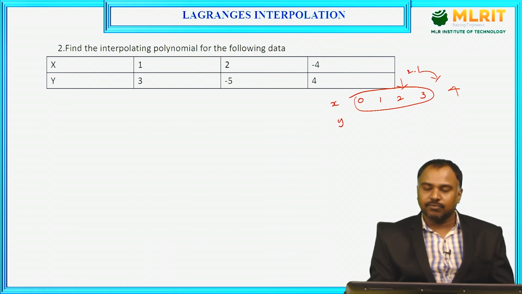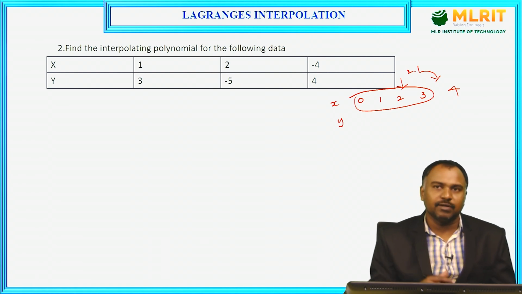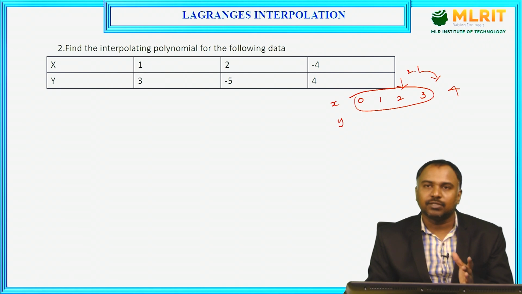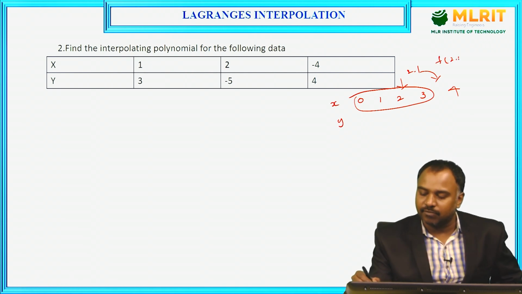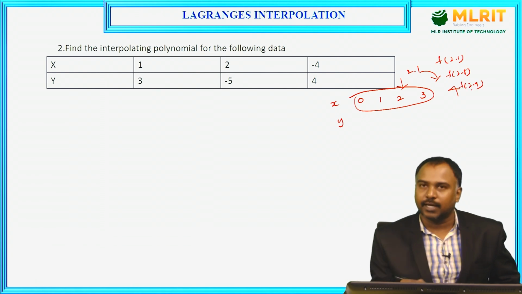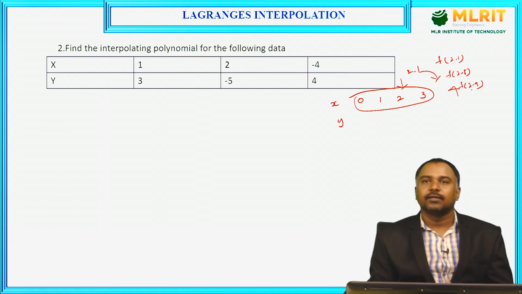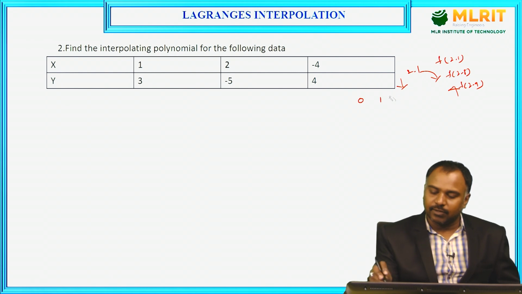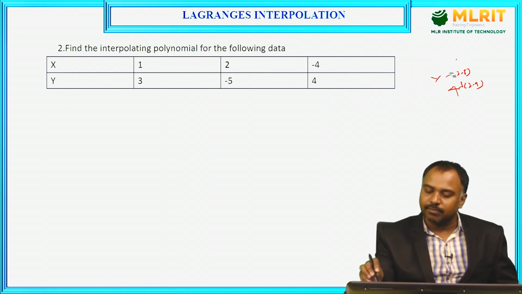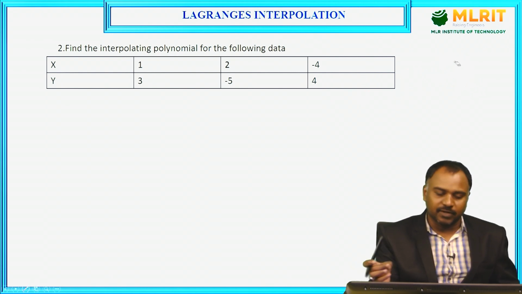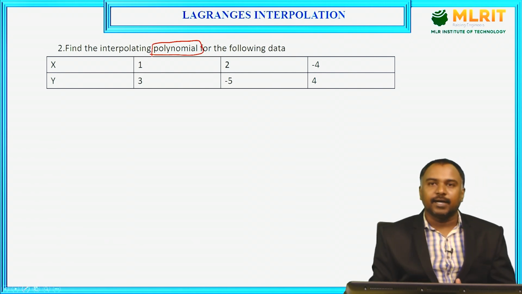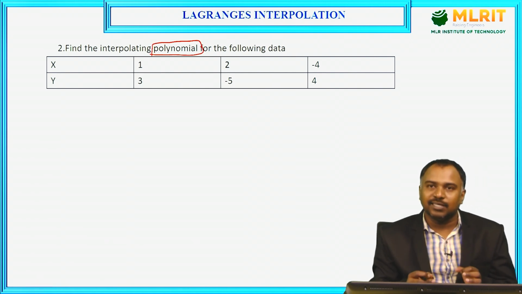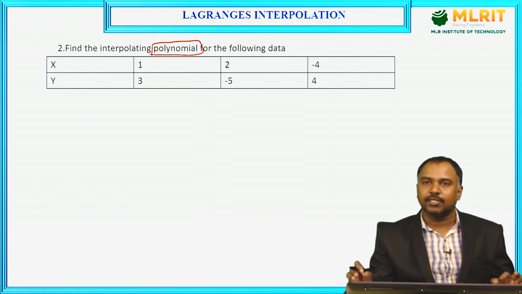The other thing is, if you want to find more values: if it is only one value, we can substitute into the formula once. Sometimes I need to find 2 or 3 values, f of 2.1, f of 2.8, f of 2.9, more values required. Then the technique we use is to find the polynomial, and using this polynomial we can evaluate n number of values easily and quickly. That is the advantage.